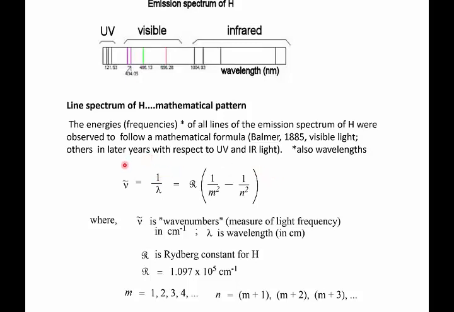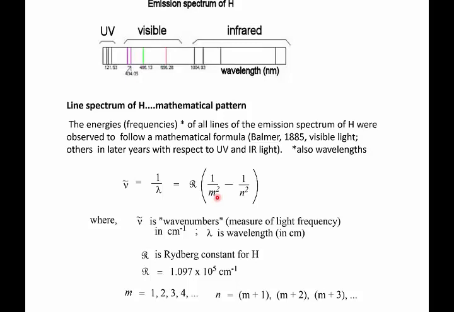This formula, this equation, allows us to calculate the frequency of each of the lines of the emission spectrum of hydrogen. This is the wave number, nu with tilde. It's a measure of frequency. It's equal to 1 over the wavelength. This equals a constant, capital R, that's called the Rydberg constant today, times a quantity that contains 1 over a parameter called m squared minus 1 over another parameter n squared.